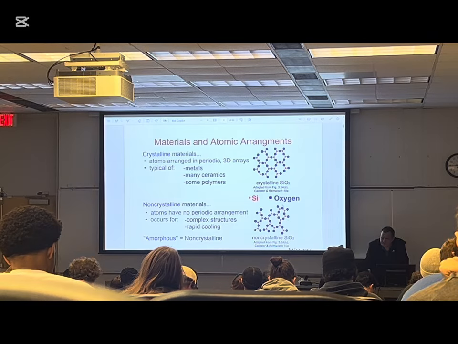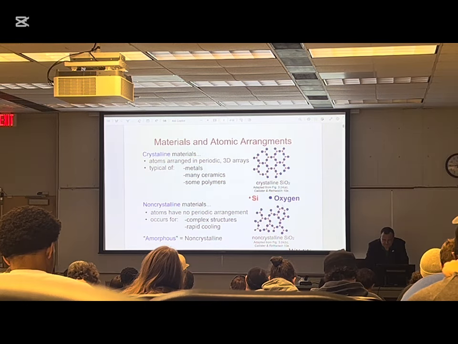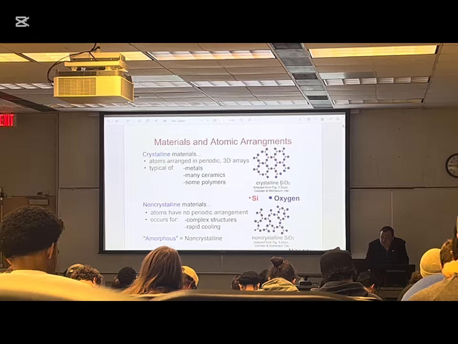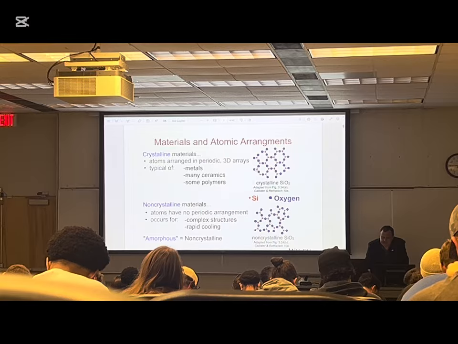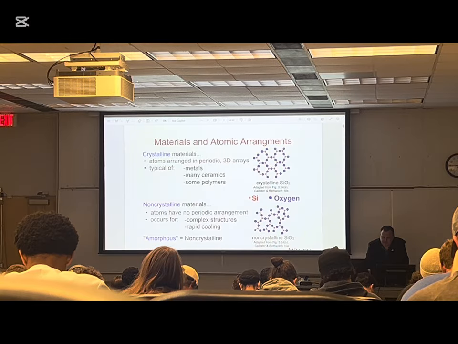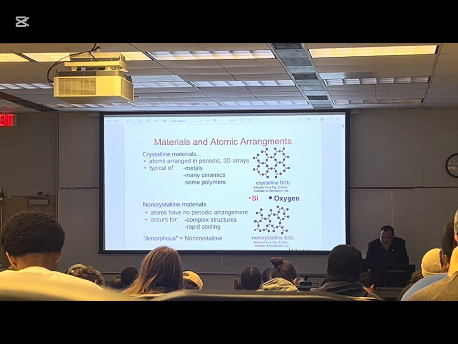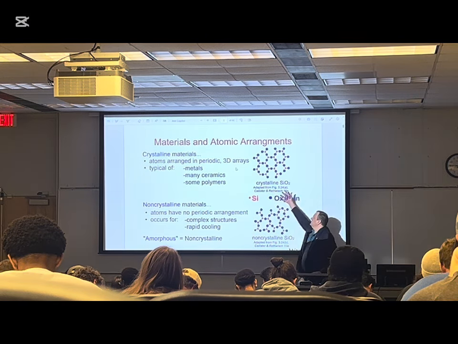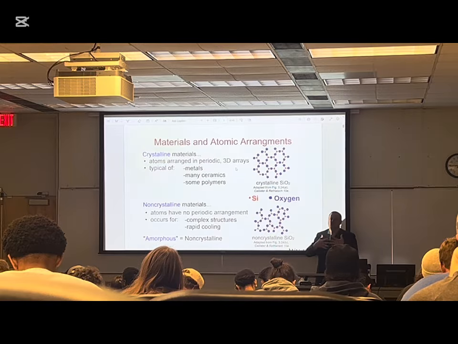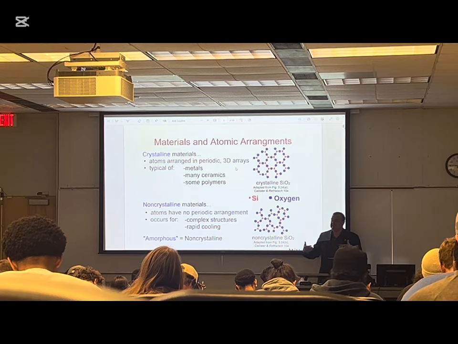Same exact material. It's called SiO2 tetrahedra. Tetrahedra, the red ones are silicon and the blue ones are oxygen. And here's a periodic array in 3 dimensions, and it is crystalline, because you can see that it's kind of like that pile of bricks that's neatly arranged.